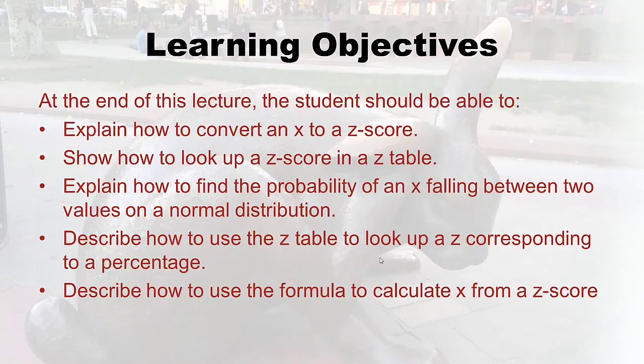So at the end of this lecture, you should be able to explain how to convert an x to a z-score, show how to look up a z-score in a z-table, explain how to find the probability of an x falling between two values on a normal distribution, describe how to use the z-table to look up a z corresponding to a percentage, and describe how to use the formula to calculate x from a z-score.